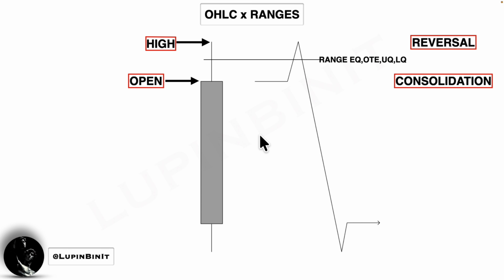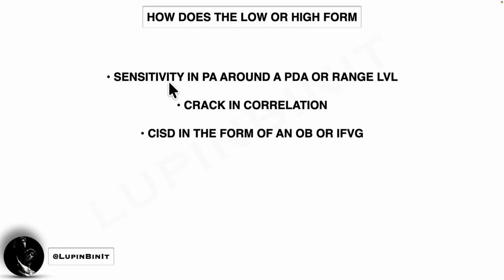Now, if we are anticipating the formation of a low or a high inside of these levels or a PD array, when price delivers into them, certain things need to occur in price to promote the idea that the low or the high has formed. Sensitivity in price action around a PD array or a range level. This is the gauging of order flow, which I have only touched lightly so far, but the way to imagine price action being sensitive to a level is as if it has an allergic reaction after engaging with that level, which will then spark a chain reaction in price.